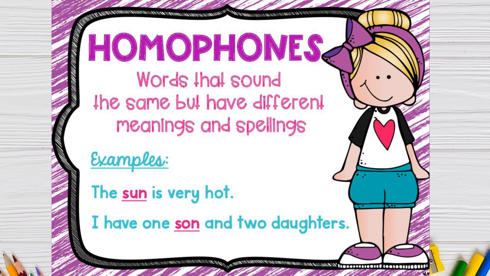The first sun, S-U-N, refers to the sun in the sky. Used in a sentence, we say, the sun is very hot. The second son, S-O-N, refers to a child in a family. When used in the sentence, we say, I have one son and two daughters.